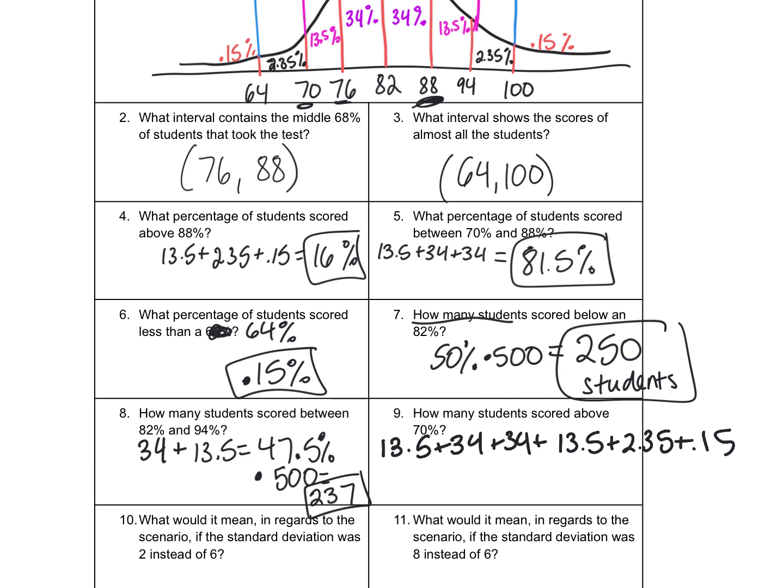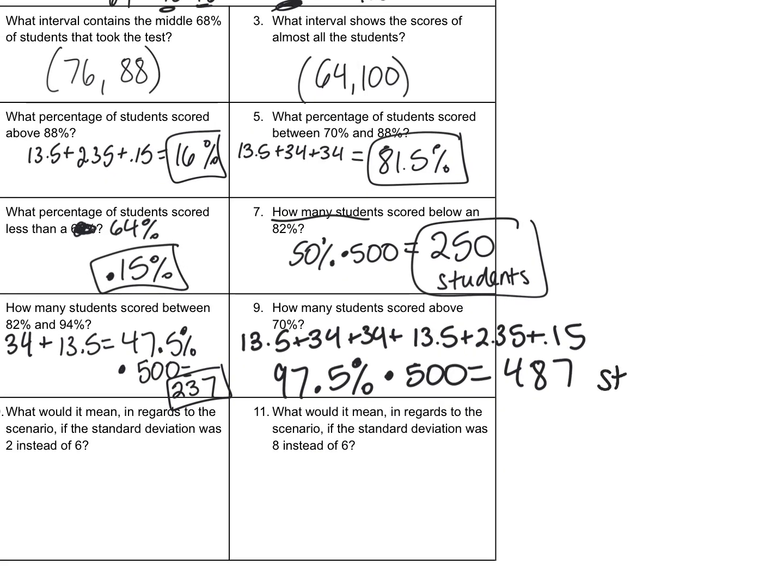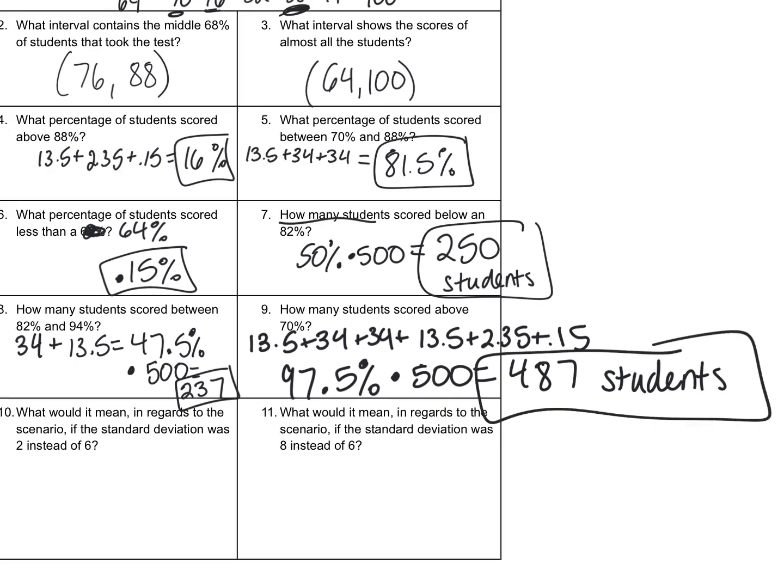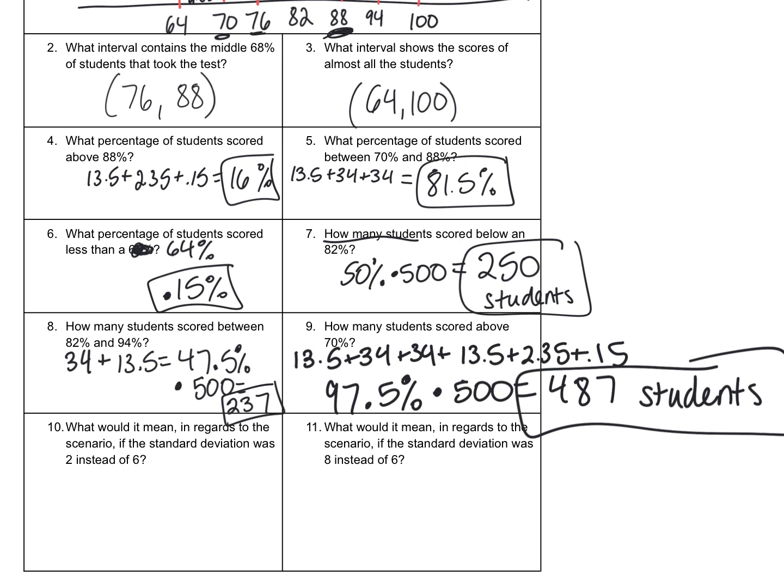97.5. There we go. Oh, that's not what you said. I thought you said 47. That's what I heard. 97.5 times 500 equals 487. Okay. Sorry, I was asking for the percentage first because we were doing the process. I misunderstood you. But yes, it's 487 point something. Do not round it up. Round it down.